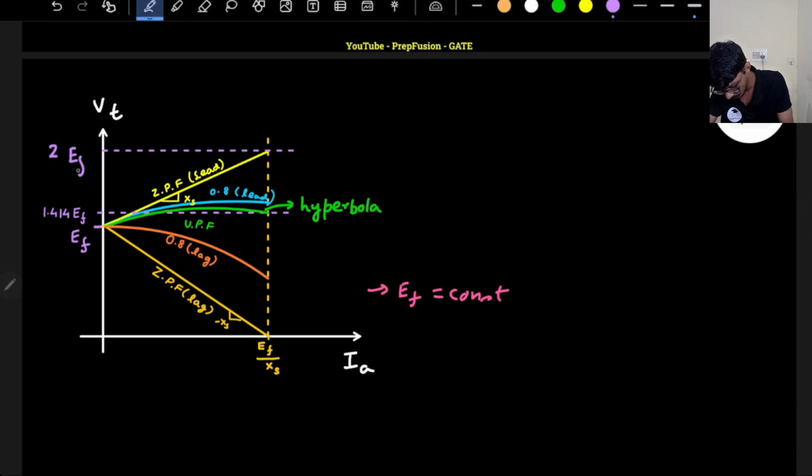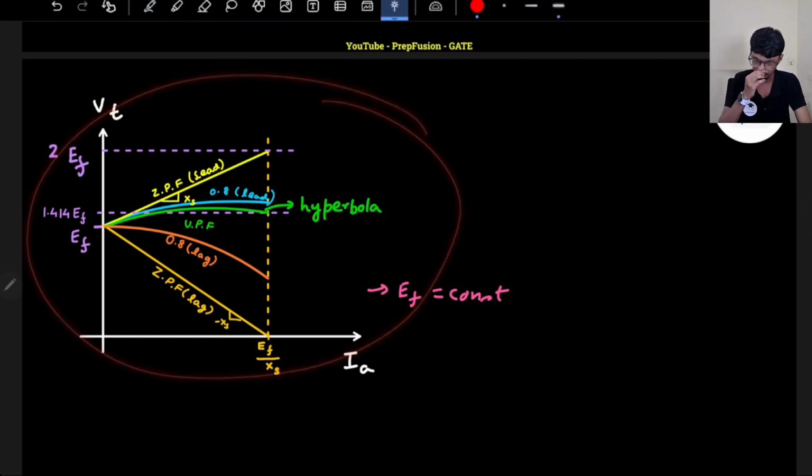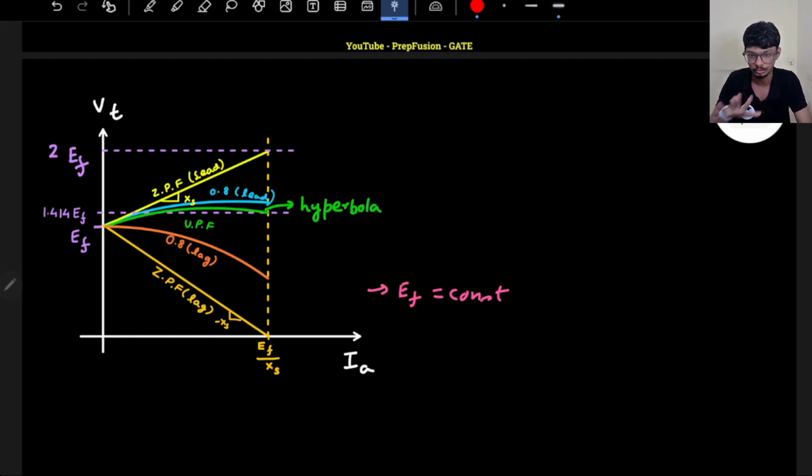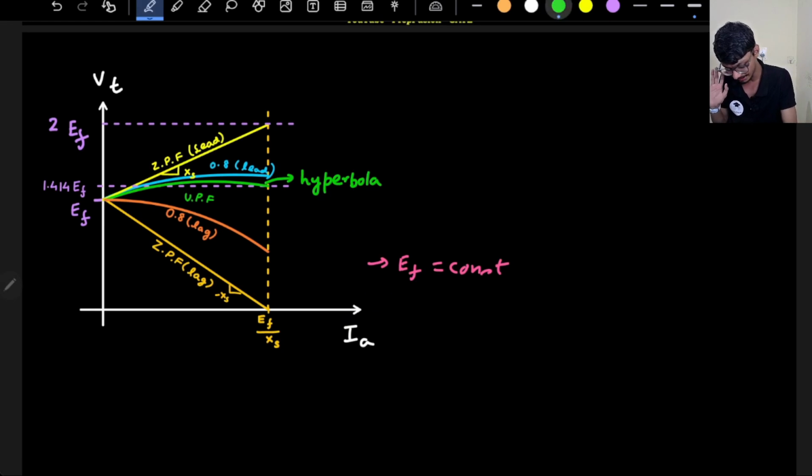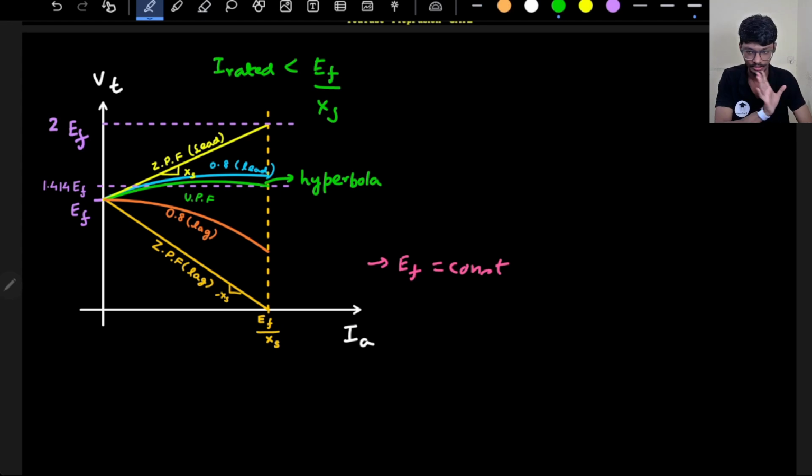Now one more thing is they actually draw this in per unit. So please don't get scared if they are drawing this graph in per unit. Per unit basically means I'm dividing by the rated current. So let's assume that I have a rated current I rated, and let's assume that I rated is less than Ef by Xs. Short circuit current generally will be very high.